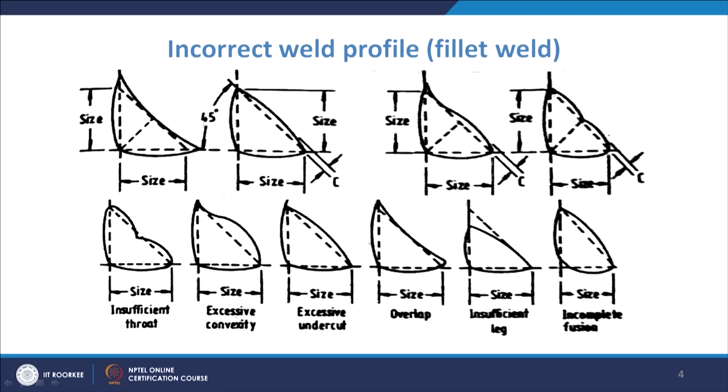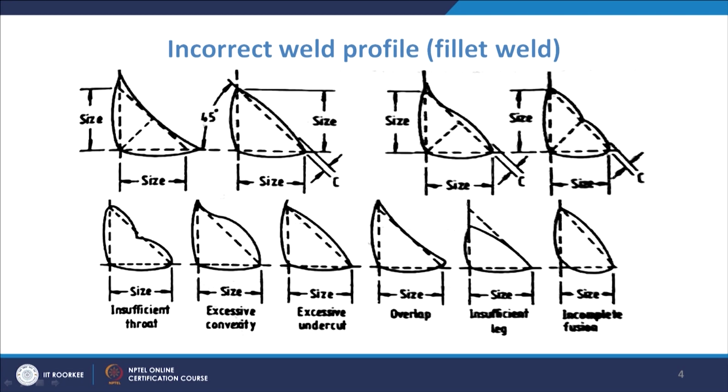If you see these kinds of welds you normally come across, they are basically not desirable, not acceptable. If you look at this, here you have the insufficient throat. Now here you see excessive convexity, which is found in this case. And in this case you have the excessive undercut, which is shown here.